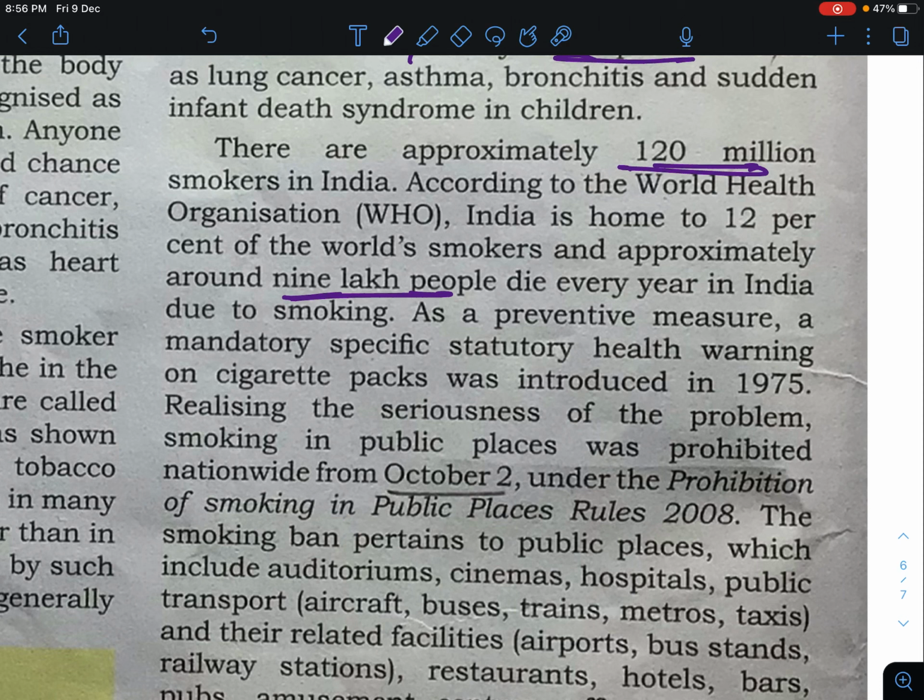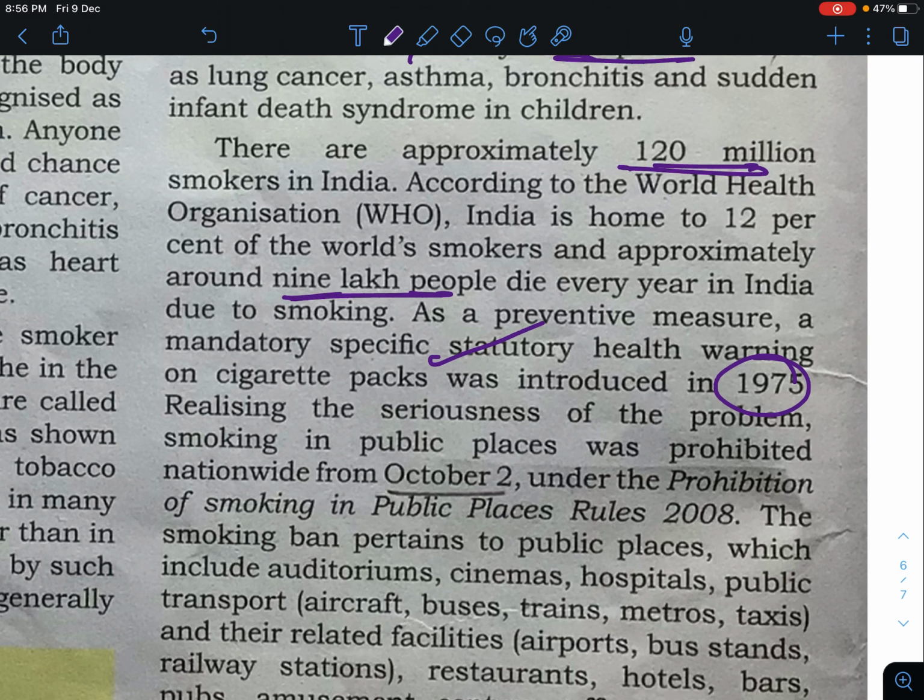Due to smoking. As a preventive measure, a mandatory specific statutory health warning on cigarette packets was introduced in 1975. In order to reduce the deaths, the government made statutory warnings on cigarettes, which were actually introduced in 1975.